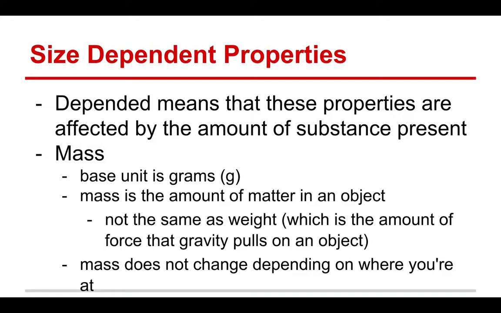So it would make sense that the more of the object that you have, the more matter there is. Remember that mass is not the same as weight. Weight is the amount of force that gravity pulls on an object, so this can change depending on where you're at. Mass does not change depending where you're at. So if I'm on the moon, my mass is going to be the same as if I'm on the Earth, but my weight would be different.